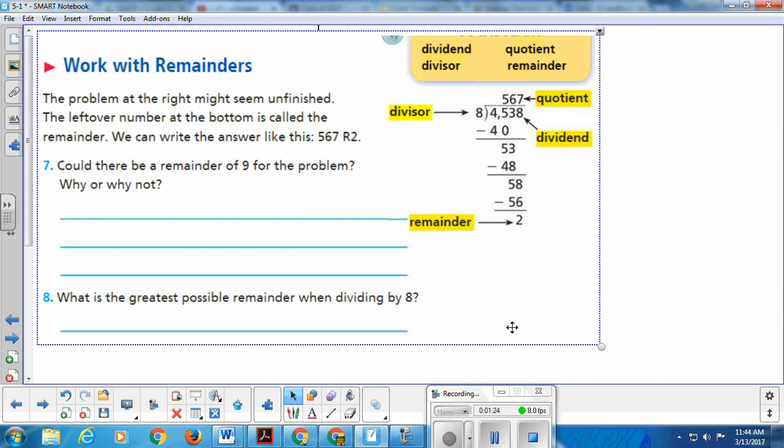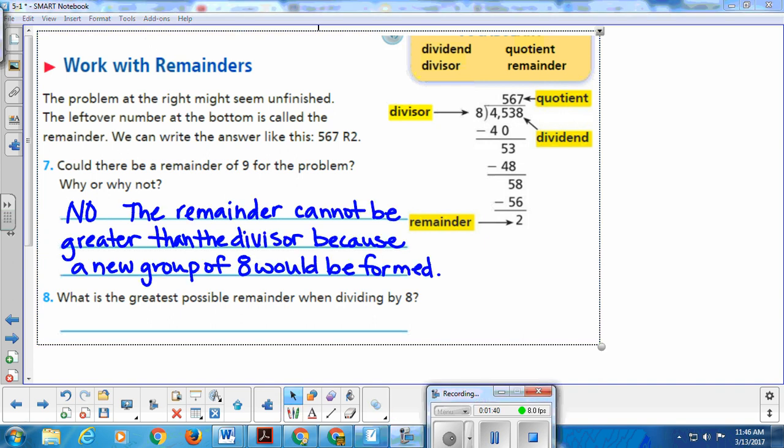Okay, so hopefully overarching, you all said no, it cannot be a remainder of 9 because the remainder cannot be greater than the divisor. So this remainder can never be bigger than your divisor. That means, if it is, that there's automatically another new group of 8. And we don't have that here, do we?